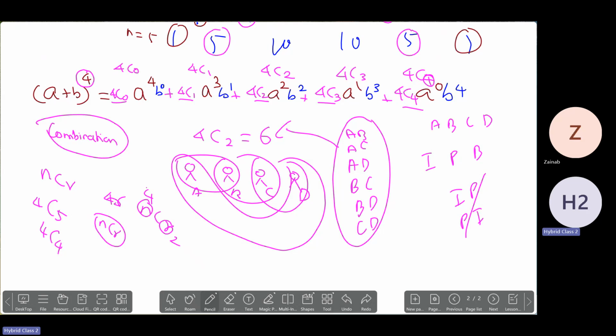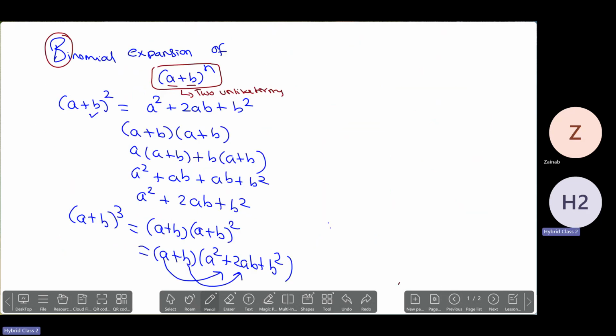Now I'll give you one sum. First question, take a look. Write it down. So binomial expansion is clear, right? Later, what are we going to do in these sums? For example, a plus b whole power 11 will be there. What is going to be the ninth term? We can write that with the help of this.